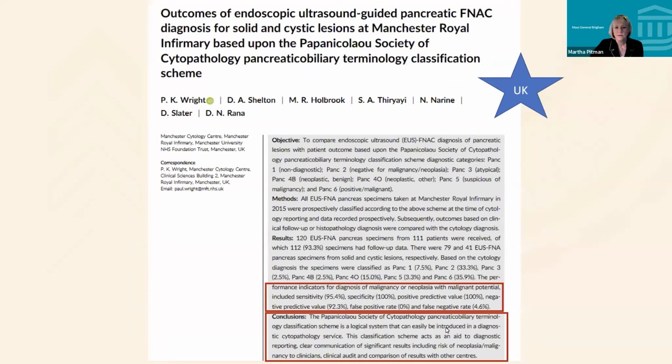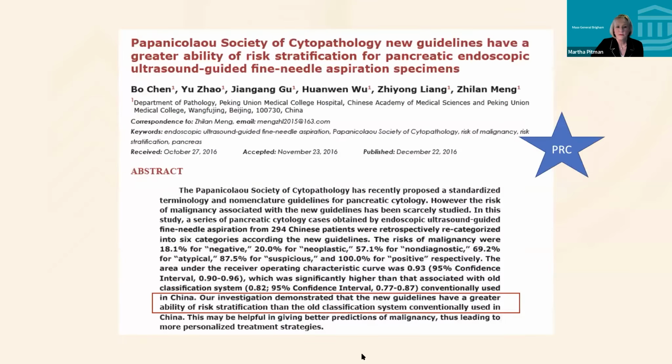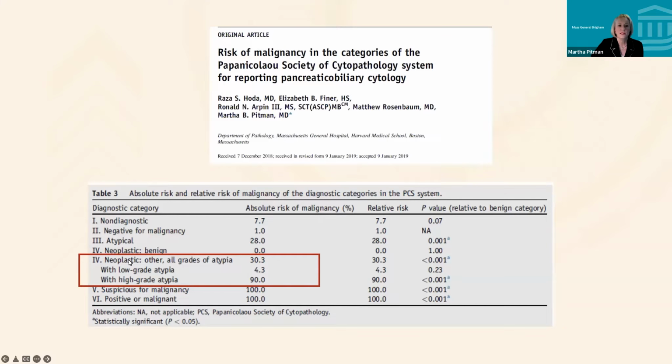And this study from the United Kingdom showed that the PSC system had a high sensitivity and specificity and overall accuracy in classification of tumors and the risk of malignancy. And this study from China showed that there was a better ability to risk stratify in the PSC system. But that was actually one of the problems with the PSC system, was the risk of malignancy in this neoplastic other category, because it did include intraductal premalignant lesions as well as low-grade malignancy.